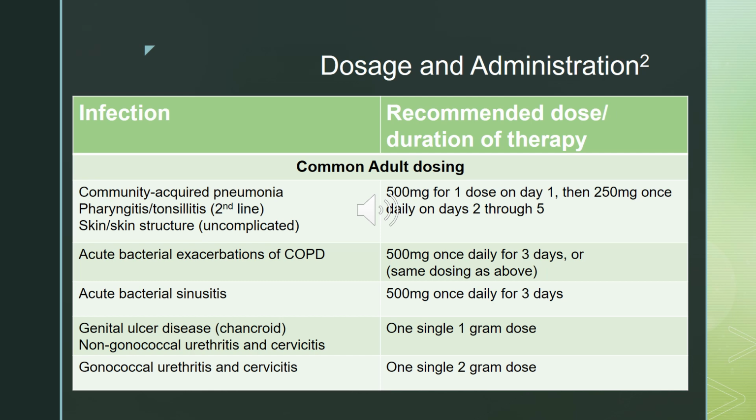For acute bacterial exacerbations of COPD, chronic obstructive pulmonary disease, we have 500 milligrams once daily for 3 days, or the same dosing as above. Again, 500 milligrams day 1, then 250 days 2 through 5. For acute bacterial sinusitis, we have 500 milligrams once daily for 3 days. For genital ulcer disease or non-gonococcal urethritis and cervicitis, we have one single 1 gram dose.